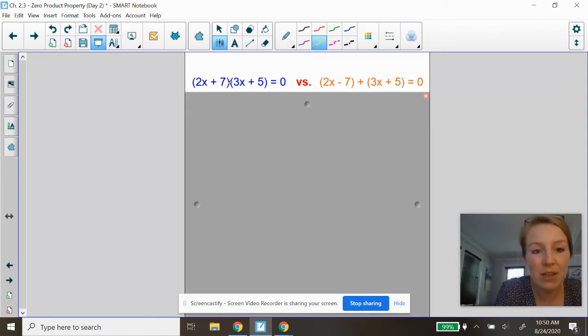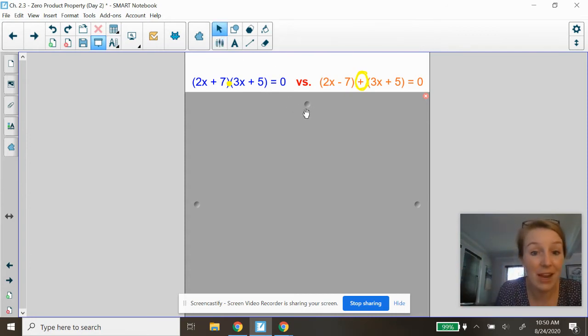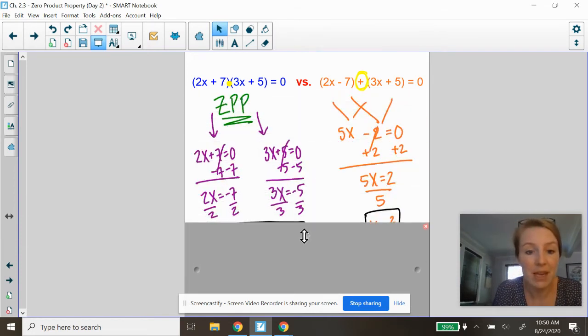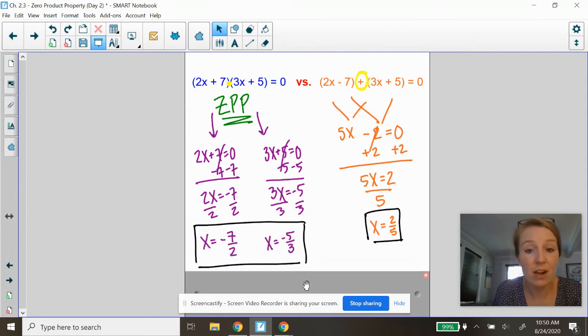So if you look at the blue, we know that there's invisible multiplication between my two sets of parentheses. If you look at the orange, there's addition. So this means that on the left, we can use ZPP. On the right, it's back to the basics of 7th grade and solving the equation. So on the left, we're going to use ZPP and solve for our two solutions. On the right, you're going to combine your like terms, use inverse operations, and solve for your one solution.